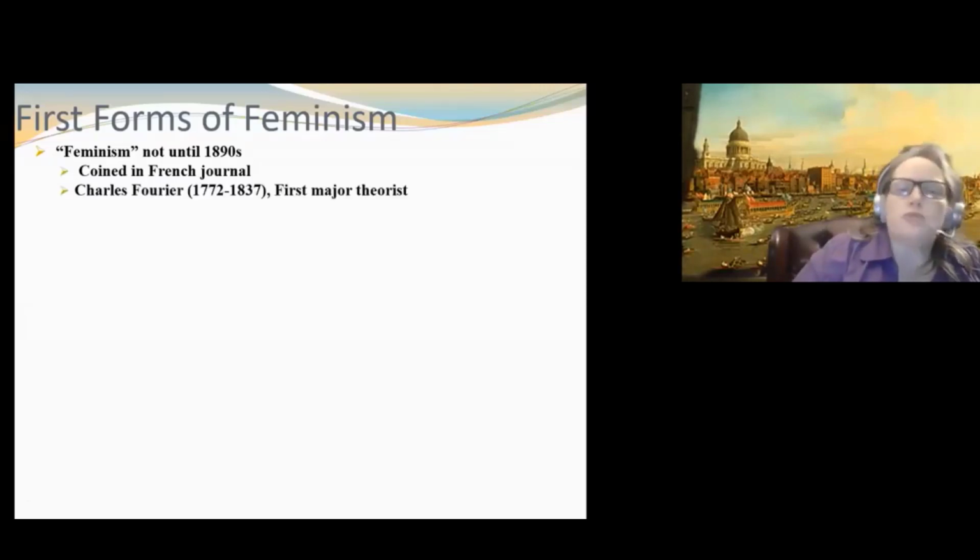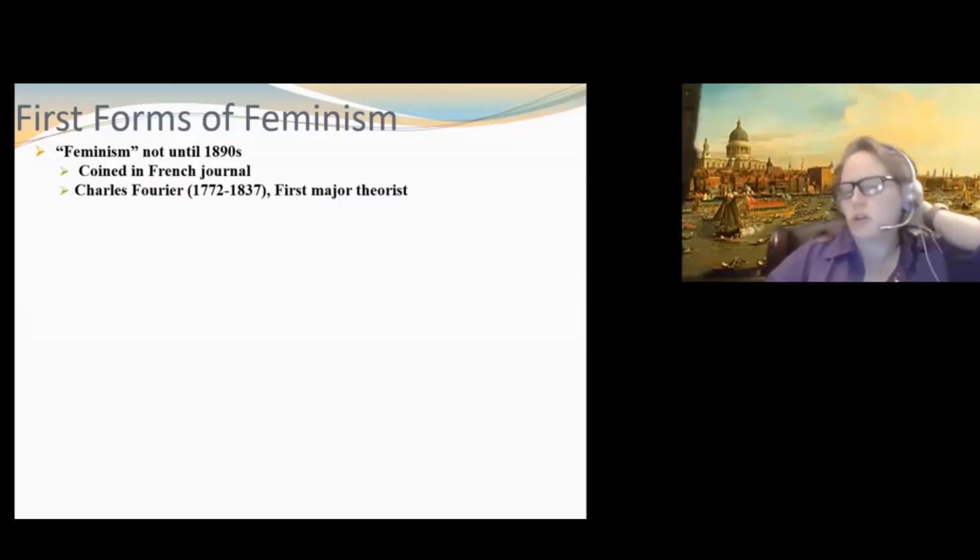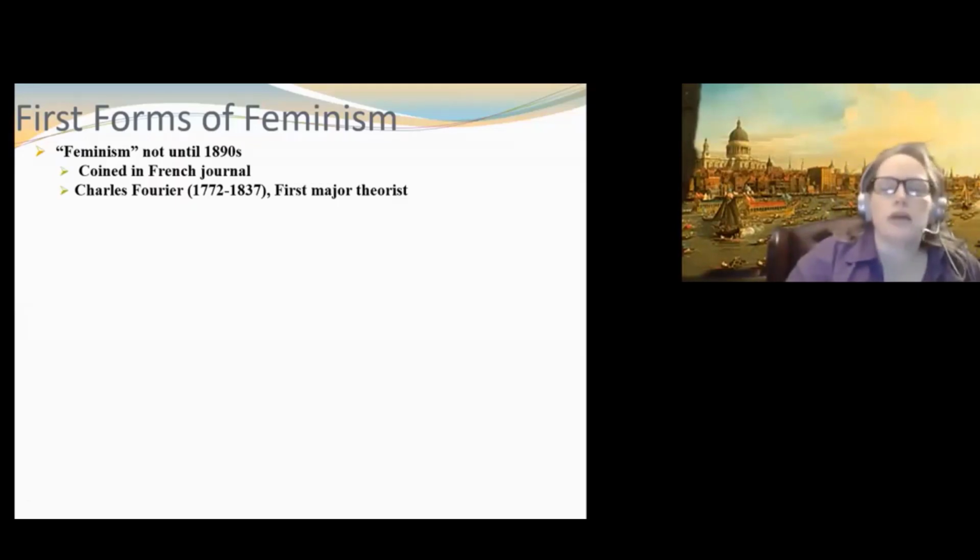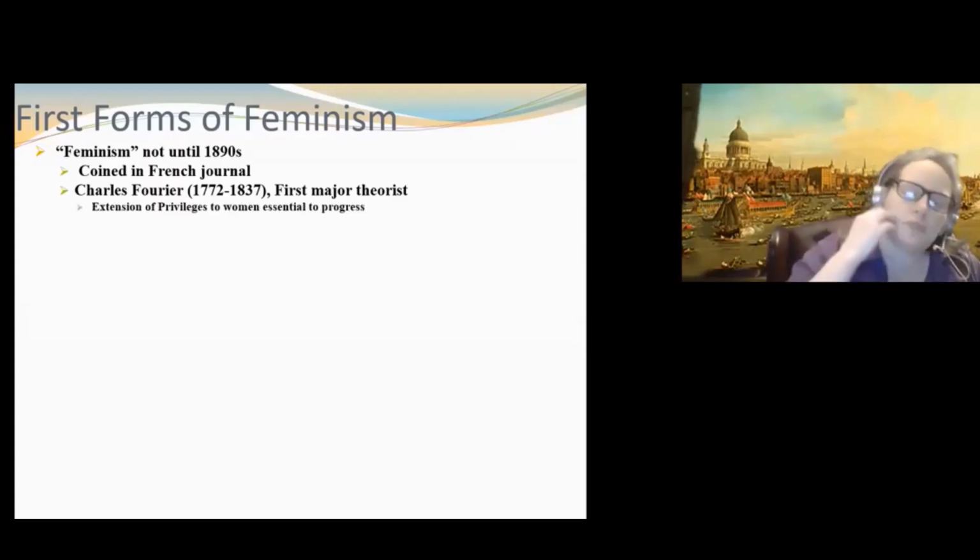The first major theorist who could be said to be a feminist besides Wollstonecraft is really Charles Fourier, who is going to be talking about some of this. He's actually going to write some things for various journals. He thinks that the extension of privileges to women is essential to progress. It's very much kind of a Whig argument. It's very much the classical liberal argument for women's rights.